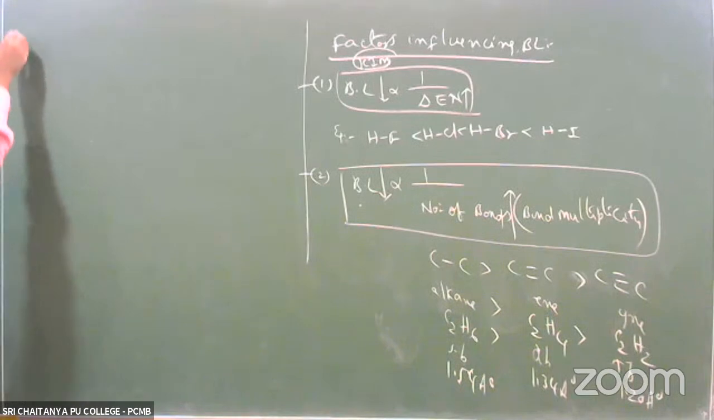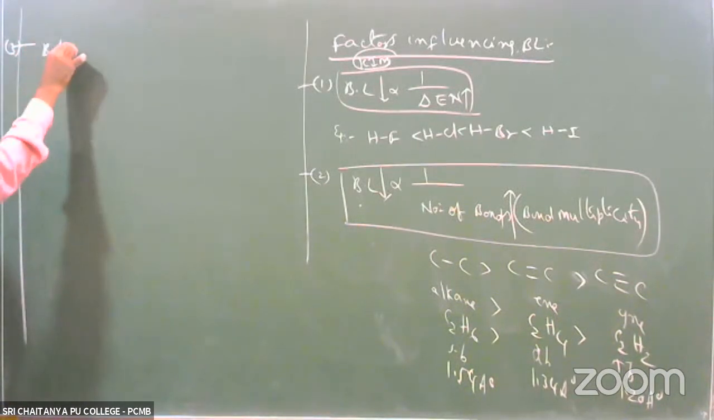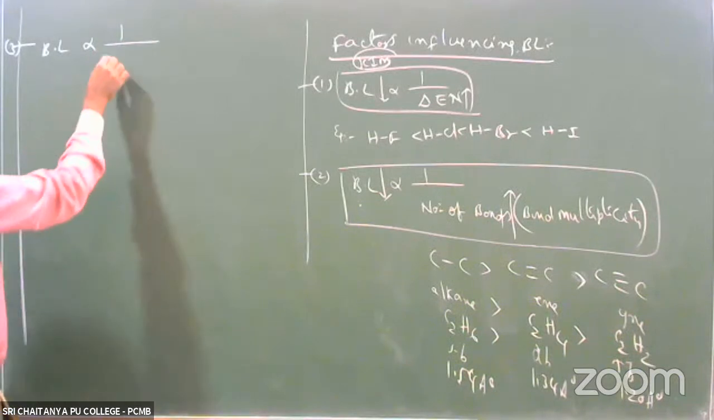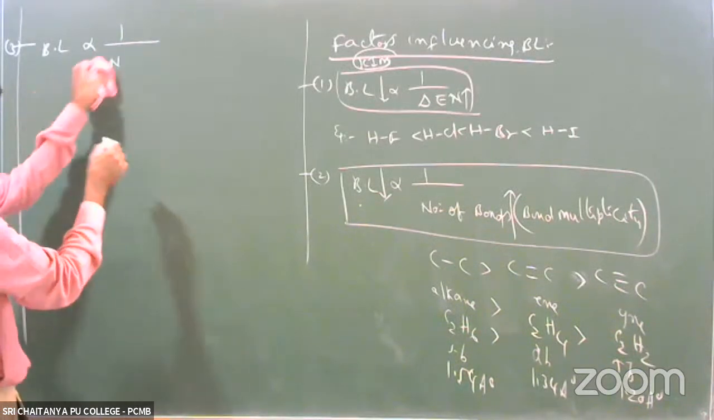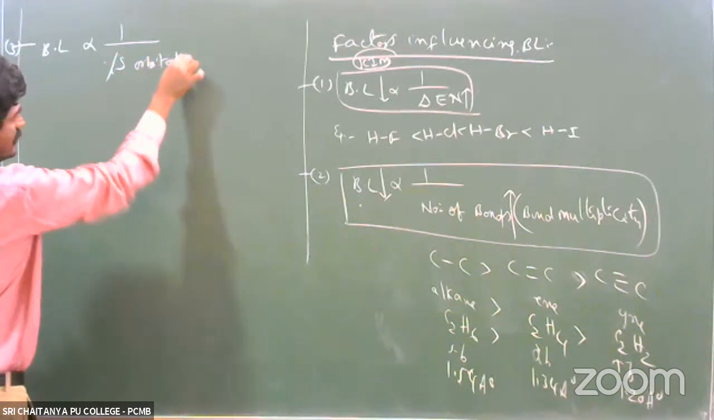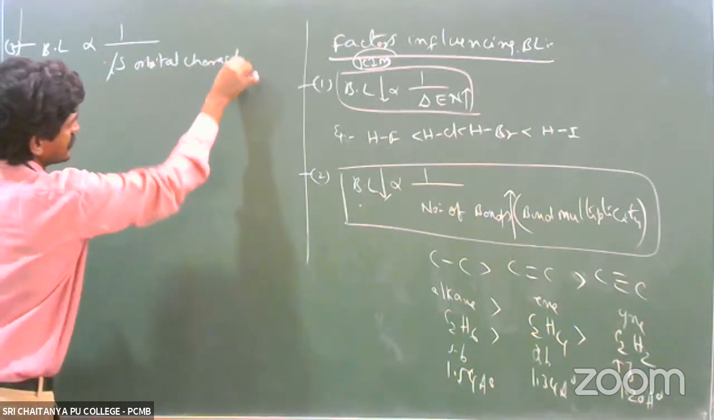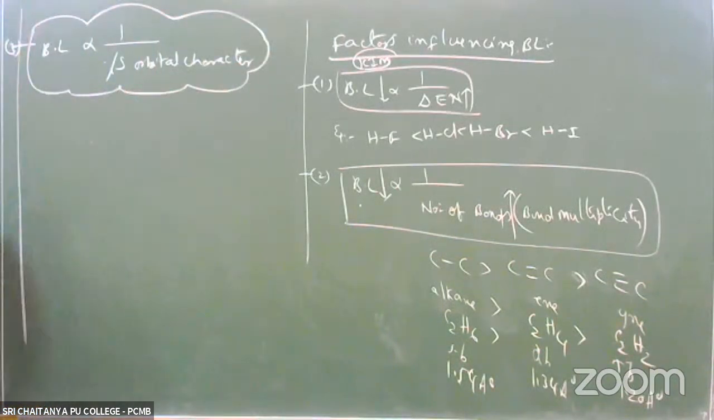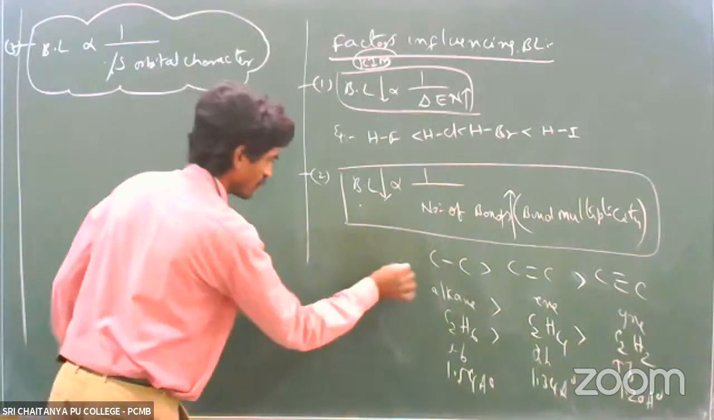Here, next one is bond length is inversely proportional to the percentage of s orbital character. Percentage of s orbital character. Right. So, for example, for this, one more example I will give you.